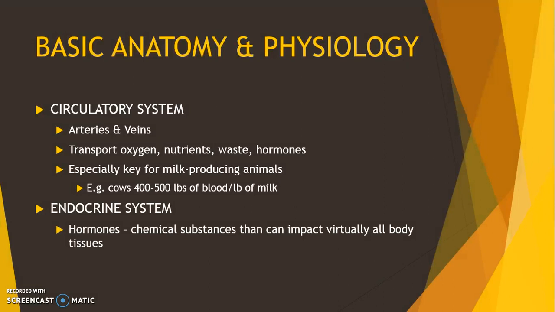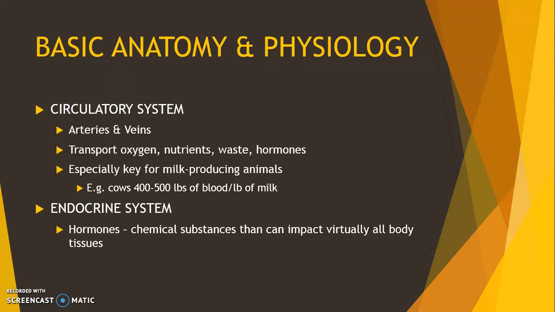The circulatory system, very quickly here, obviously arteries and veins, and you all understand this back from junior high biology class, but just a reminder that the circulatory system is your basic transportation module for all of the oxygen, nutrients, waste, don't forget that part, hormones throughout the body. So just a little fun fact, especially for milk producing animals, anything lactating. Like an example here, a cow needs about 400 to 500 pounds of blood to flow through the mammary system to make 1 pound of milk. So you know how quickly that stuff is circulating through.